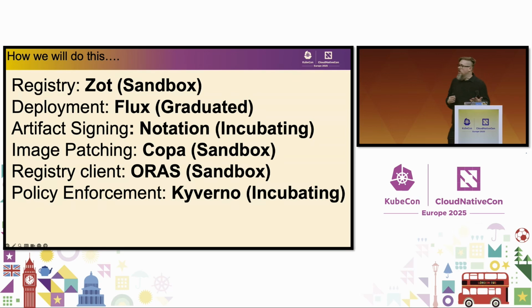We're going to use Flux to do deployments because I know that I'm going to use Notation as the signing piece, because that's the one that's in the CNCF. And Flux has really great support for Notation, and it's got support for OCI-based artifacts. I'm going to try to patch the image when I'm retagging it with COPA. I'm going to use ORAS as the registry client to move things around, and then I'm going to enforce things inside of the cluster using Kyverno. So all CNCF projects, all of these things we should be able to make play together.